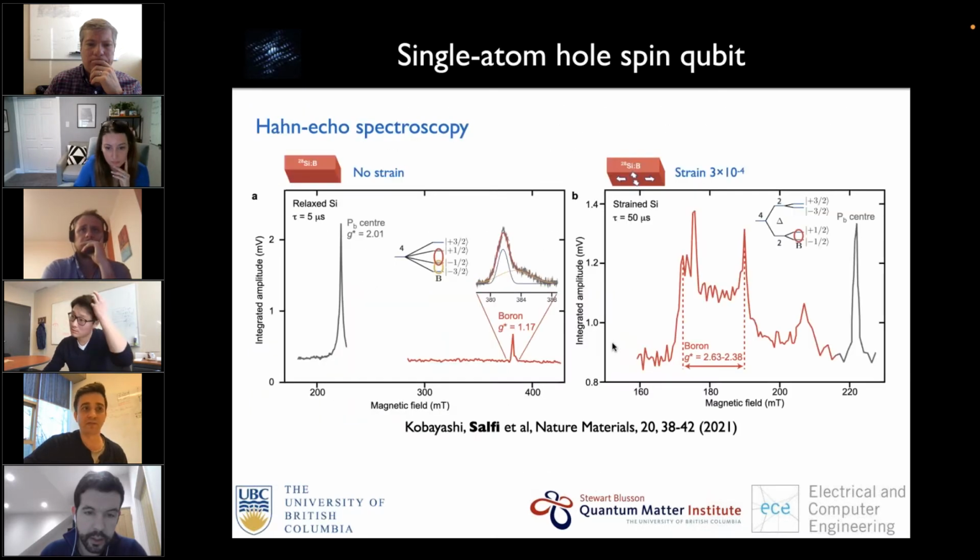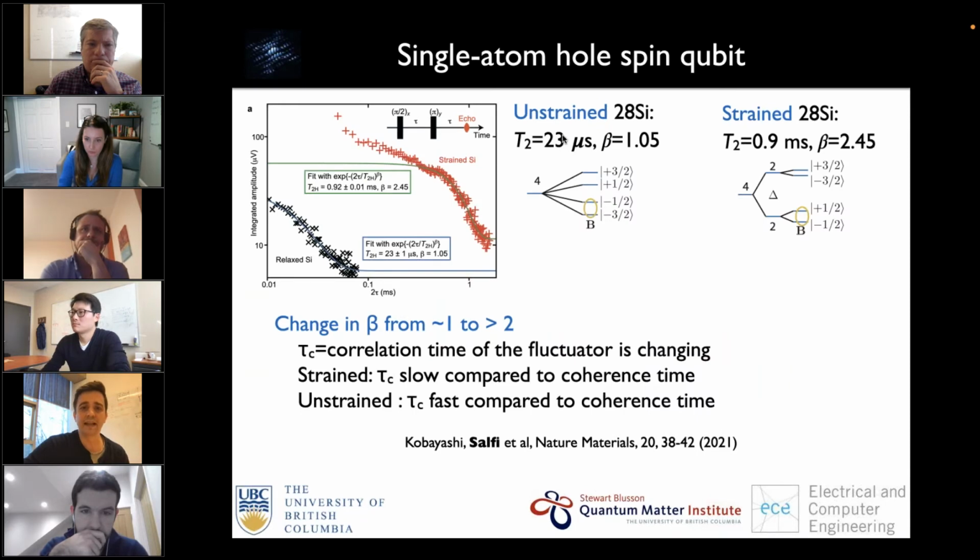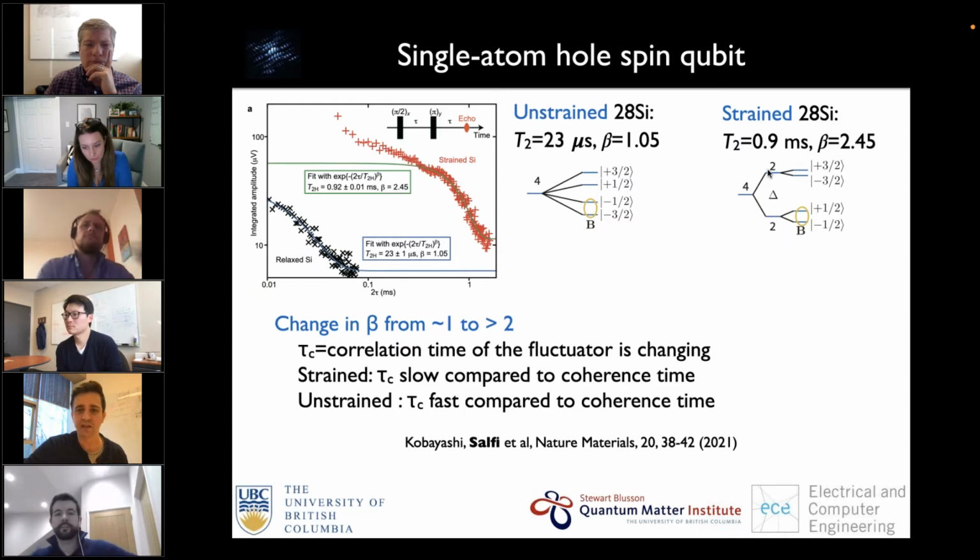So I'm going to go through the results very, very quickly. First, we identified the levels spectroscopically in the sample with no strain and the sample with small strain, and we found them where we were expecting them. And then the big key result is that in the unstrained device, this is like a charge qubit with these -1/2 and -3/2 levels, we could actually achieve an unexpectedly high coherence time around 20 microseconds. And then in the strained device, where this strain splitting turns out to be around 50 gigahertz, we could find a 1 millisecond coherence time.